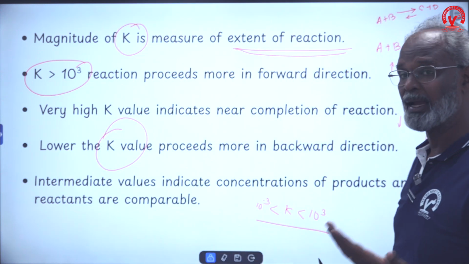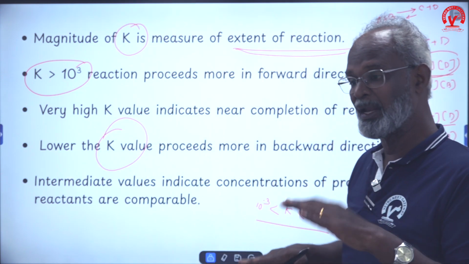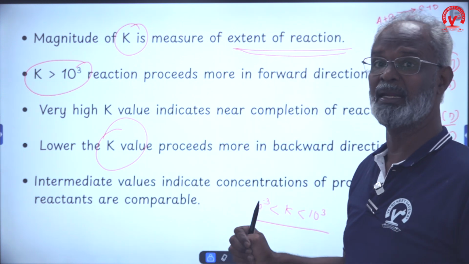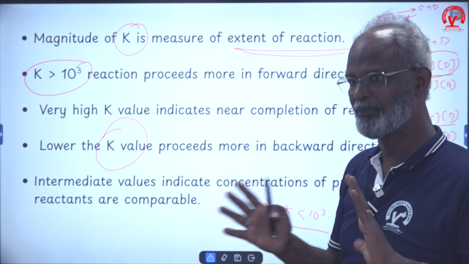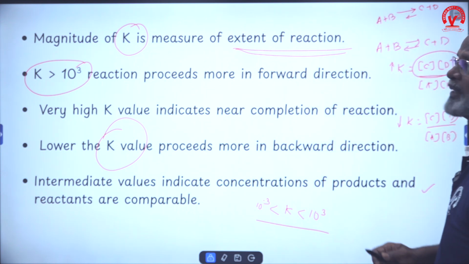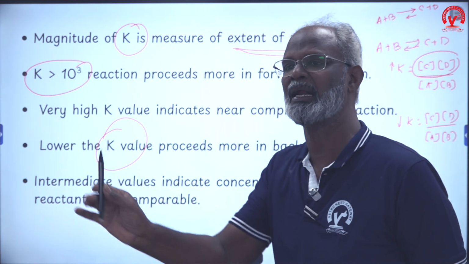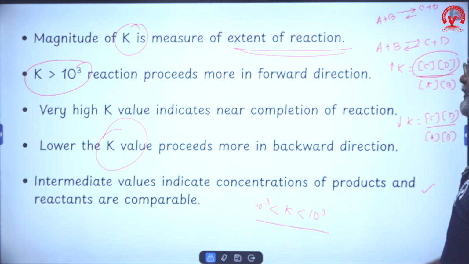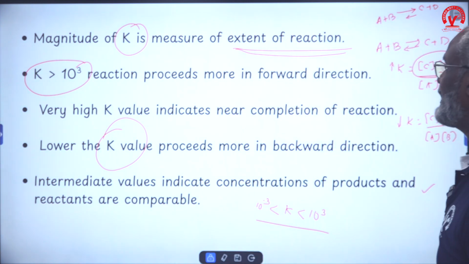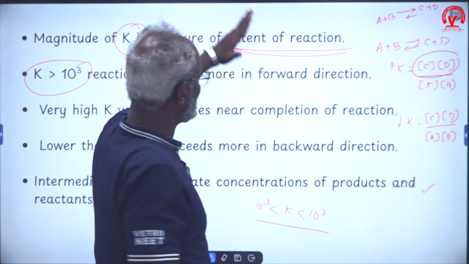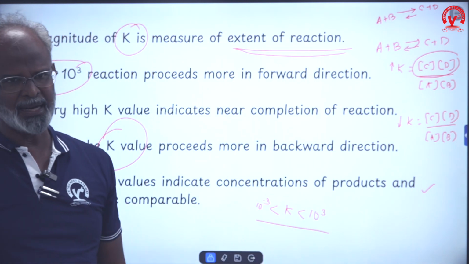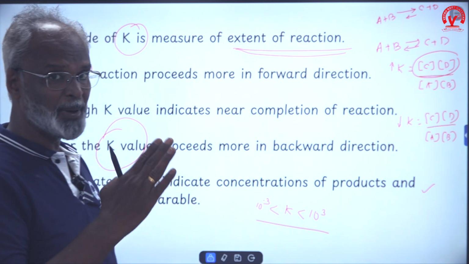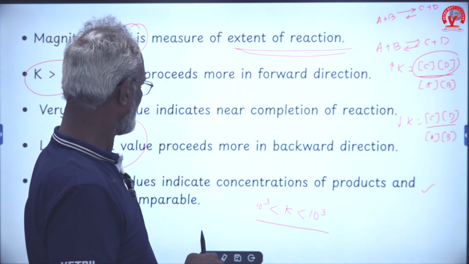Please note that at the equilibrium state, the rate of forward reaction becomes equal to the rate of reverse reaction. That's all. It does not mean that an equal number of reactants and products are formed. Therefore, using the K value, you can clearly say the extent of the reaction, to what extent the forward reaction happens and to what extent the reverse reaction happens. That is one of the important applications of the equilibrium constant.